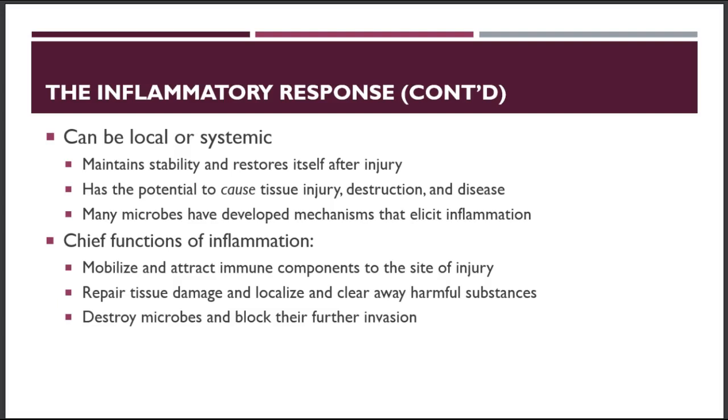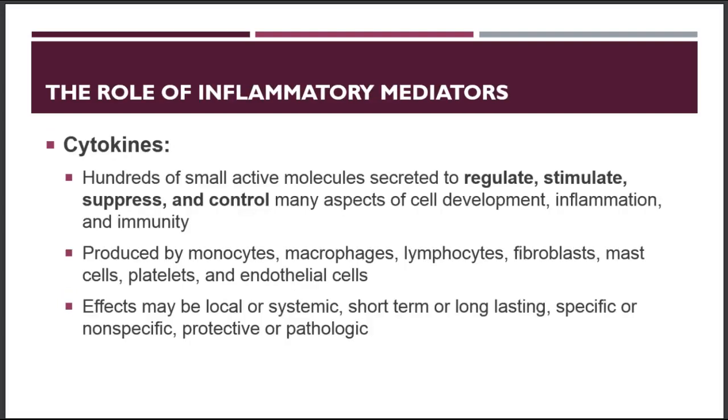The chief functions of inflammation are to mobilize and attract immune components to the site of injury. So that is why there's vasodilation and increased blood flow to the sites of injury. We can get more immune cells to the site of the infection if there's more blood flow to the site. It also functions to repair tissue damage and localize and clear away any harmful substances, and then also destroys microbes and blocks their further invasion.